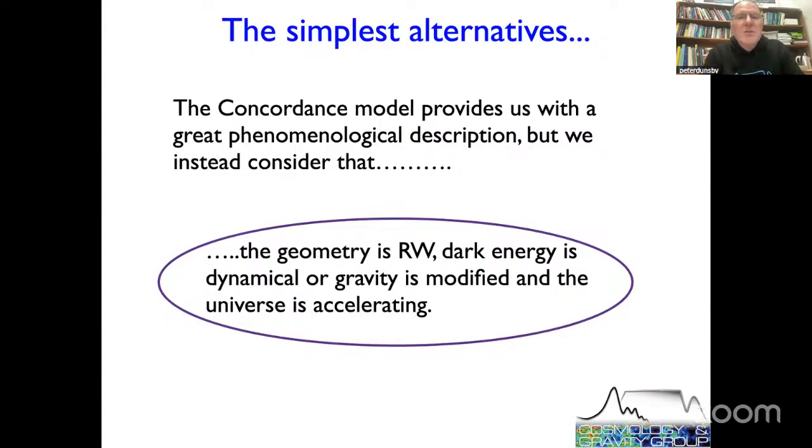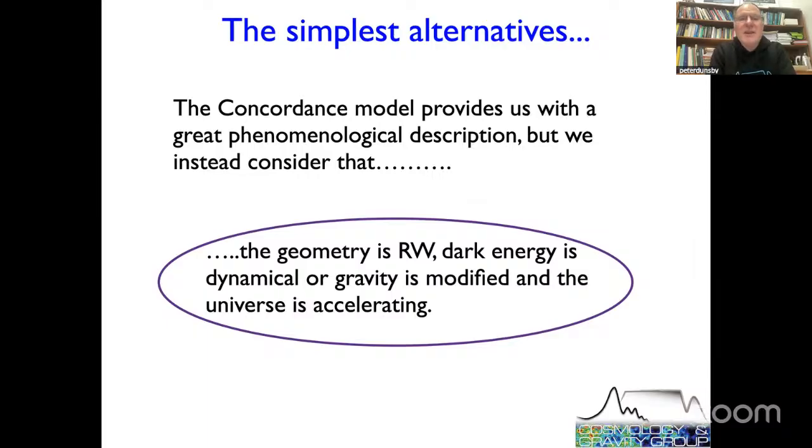So what are the alternatives to lambda CDM? These can be broadly split into two classes. The first class of alternatives are those where you retain the Robertson-Walker geometry, so you keep the Friedmann-Robertson-Walker metric in place. You then have a situation where either dark energy, instead of standard lambda, is dynamical, not exactly lambda CDM, or you modify gravity. But in both of these cases, the universe is accelerating.